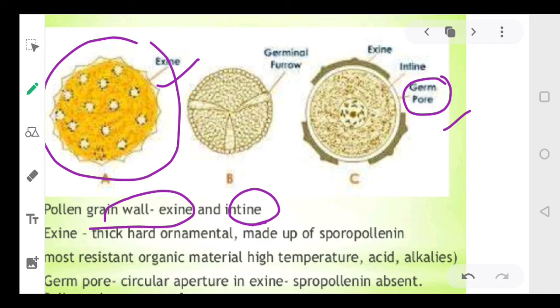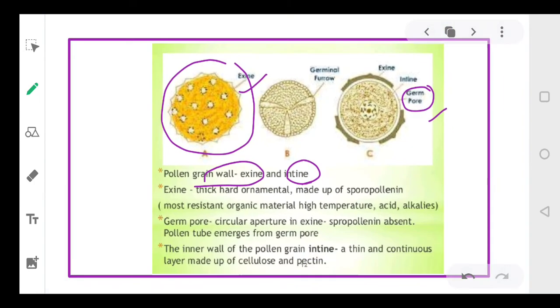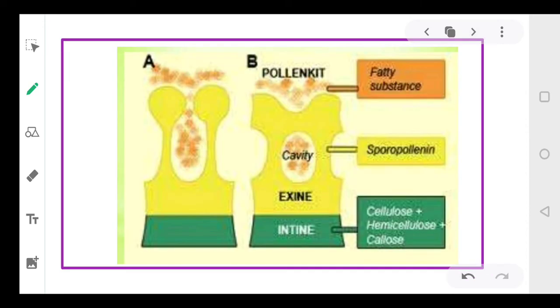Okay, sporopollenin is absent. The innermost layer is called the intine, and this layer is continuous. Okay, it is very thin and it is continuous, and this layer is made up of cellulose and pectin. So exine is made up of sporopollenin and intine is made up of cellulose and pectin. Clear?